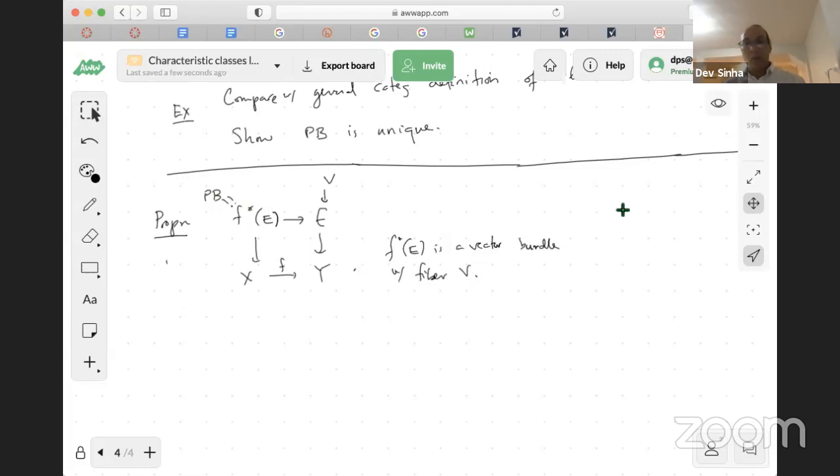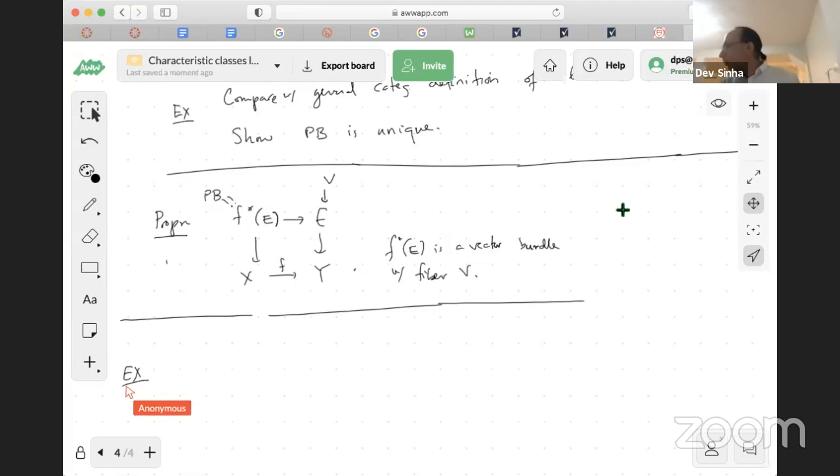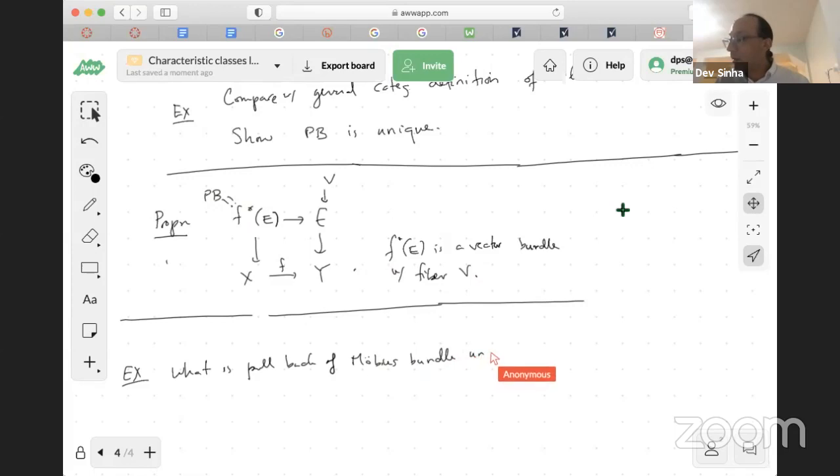So a vector bundle, let's come back to that language in a bit. Okay, let me give you a couple more exercises as we go along. One thing is, what is the pullback of, say, the Mobius bundle under F from S1 to S1 that multiplies by N? Okay, that shouldn't be too tough.